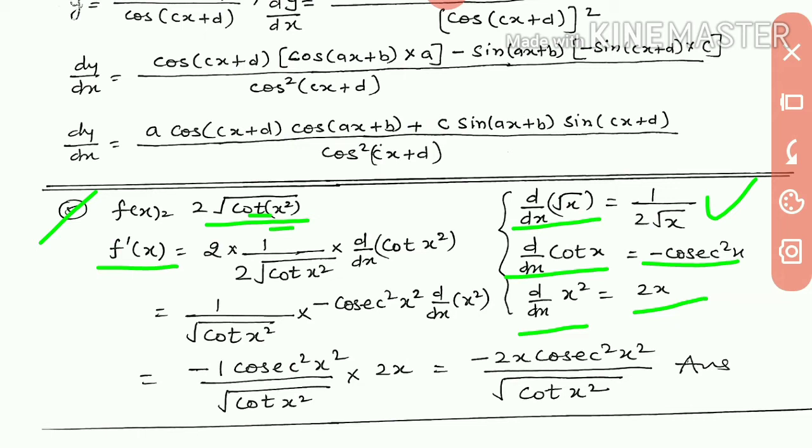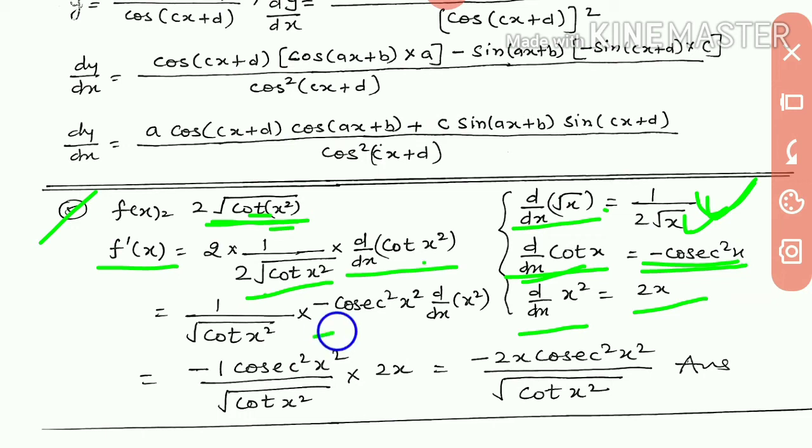Look here, 2 is as it is. Now the differential of root you have to write. Root means 1 upon 2 root x, with x replaced by cot x square. So you write here 1 upon 2 root cot x square. All of you understand this? Now second is cot. So you have to do the differential of cot x square. The cot x differential is minus cosec square x, and in place of x we have x square.